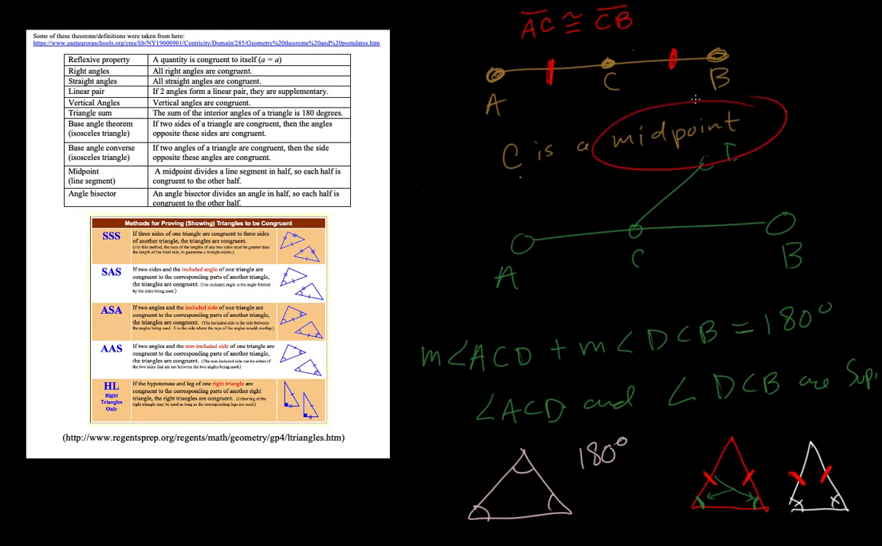And once again, the reason is because it's a midpoint. All right, the last one right here, angle bisector. An angle bisector divides an angle in half. So it's very similar to this idea of a midpoint, but it's with an angle.